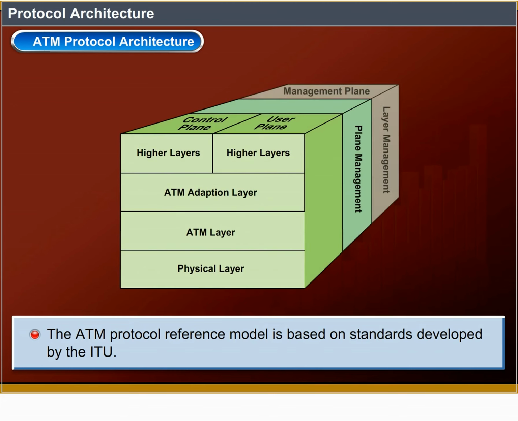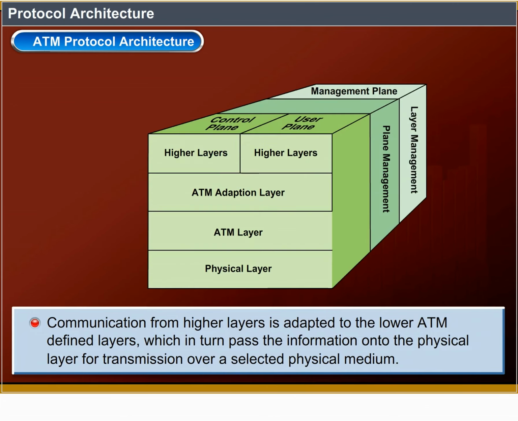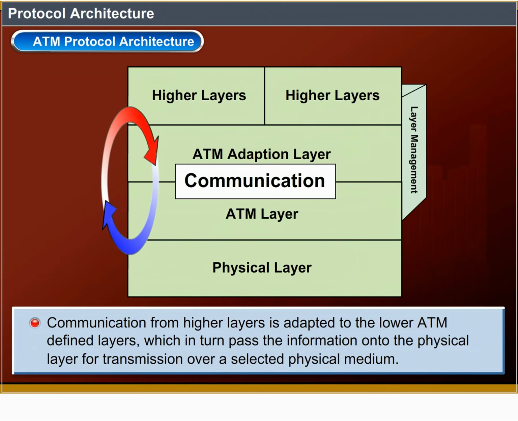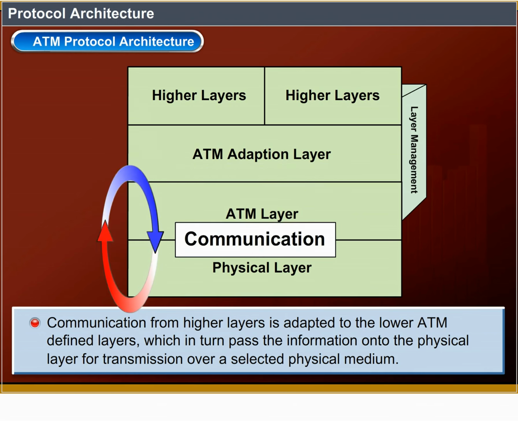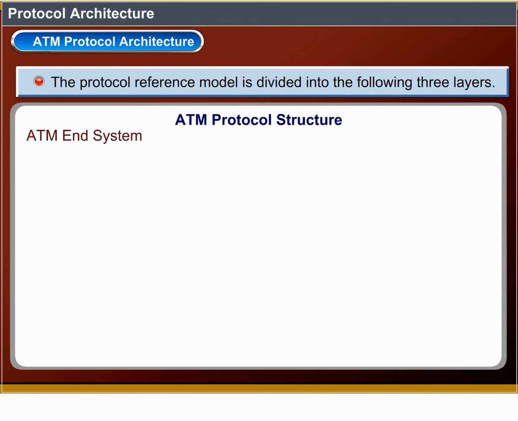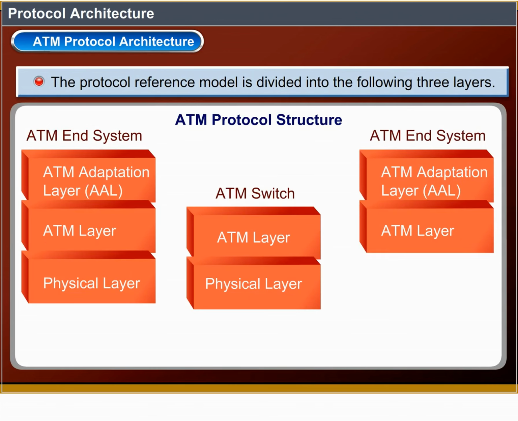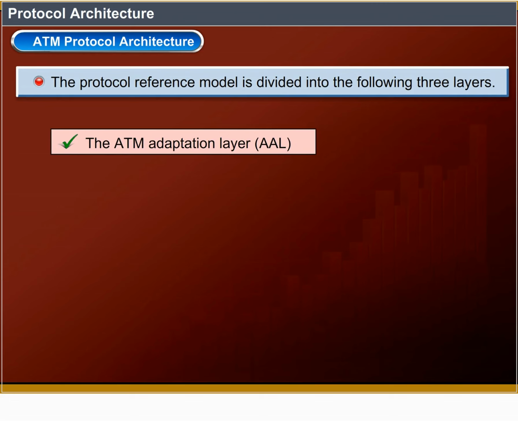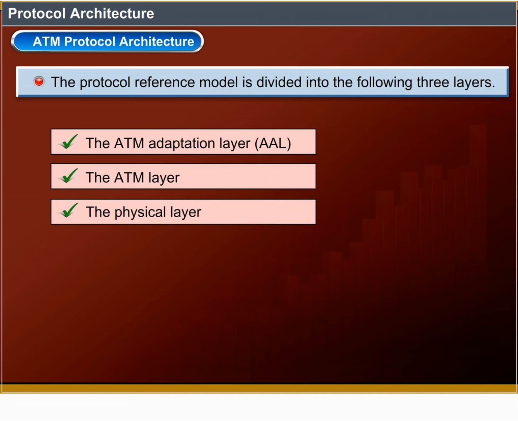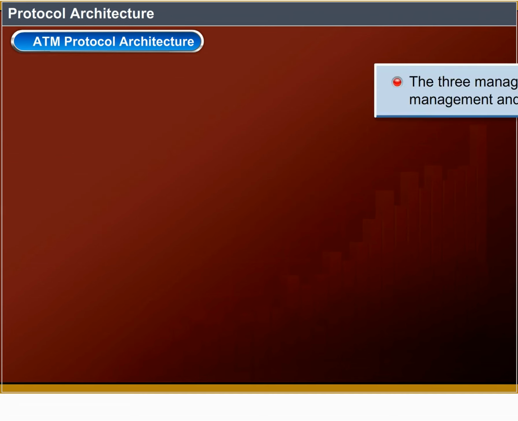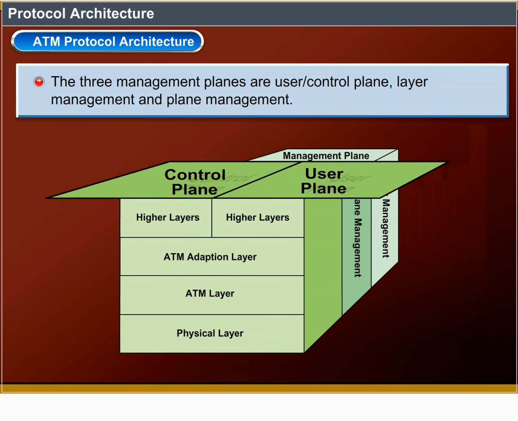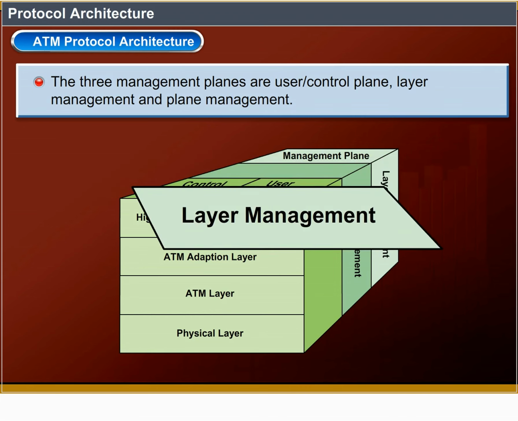The ATM model consists of the following planes which span all layers. Control. This plane is responsible for generating and managing signaling requests. User. This plane is responsible for managing the transfer of data. Management. This plane contains two components. Layer management manages layer-specific functions, such as the detection of failures and protocol problems. Plane management manages and coordinates functions related to the complete system.